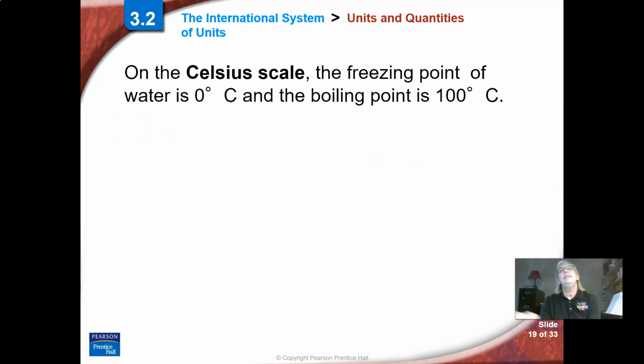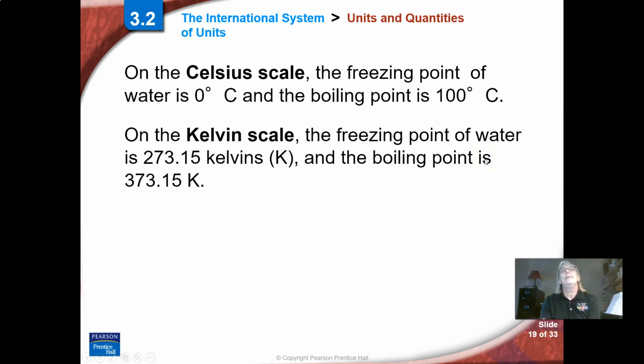So this is important. Freezing point of water is 0 to make ice. And when we boil water, it's at 100 degrees Celsius. So these are things to know. And Kelvin is also something we'll use later on in class. We add this number to all of our Celsius numbers to get to Kelvin.